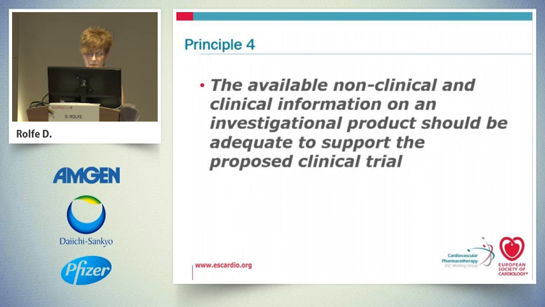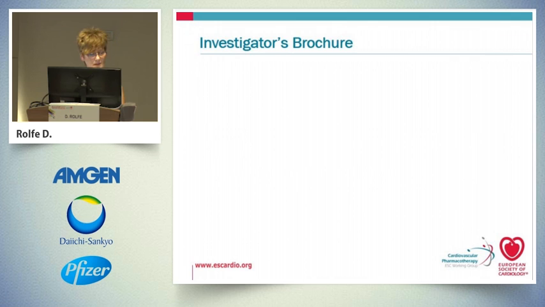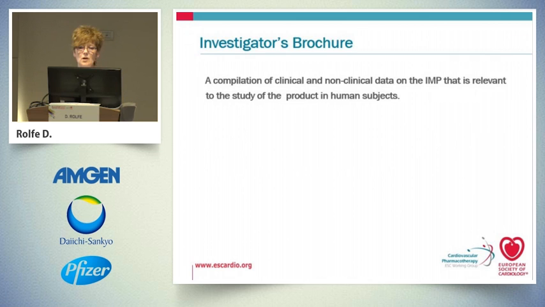Principle four. The available non-clinical and clinical information on an investigational product should be adequate to support the proposed clinical trial. You are not permitted to commence your chosen phase or clinical stage of research without sufficient background evidence or knowledge to support moving into that phase. And this is where the lovely investigator brochure comes in. It's a compilation of clinical and non-clinical data on the drug that is relevant to the study of the product in human subjects.